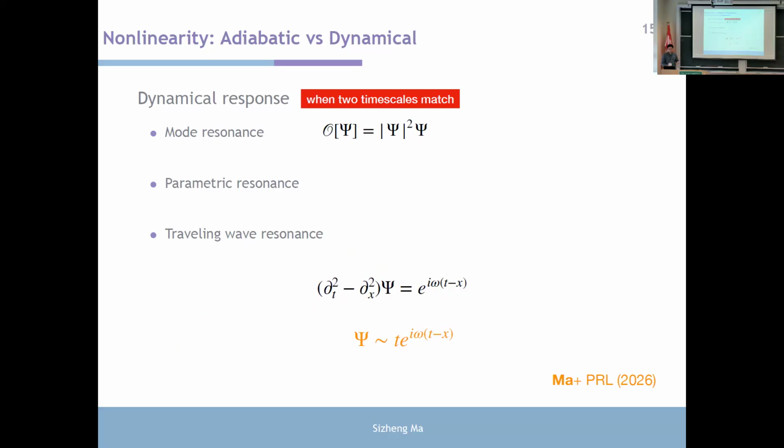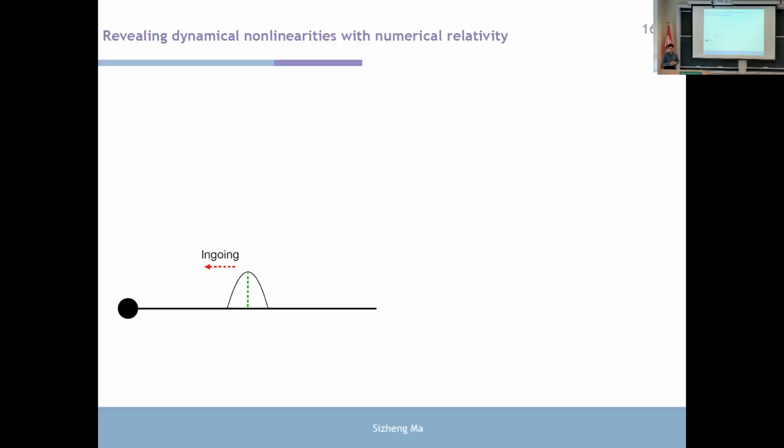Below, I'm going to show you how to use numerical relativity to reveal some of these dynamical nonlinearities. As we know, in the literature, the most common approach to excite nonlinear phenomena in black hole spacetime is to establish some initial data containing some gravitational wave packets, and then send this packet into a black hole to trigger some nonlinear phenomenon. But this approach has some caveats.